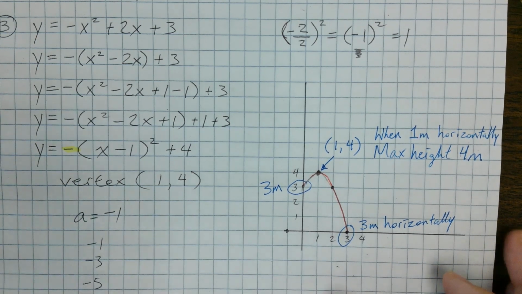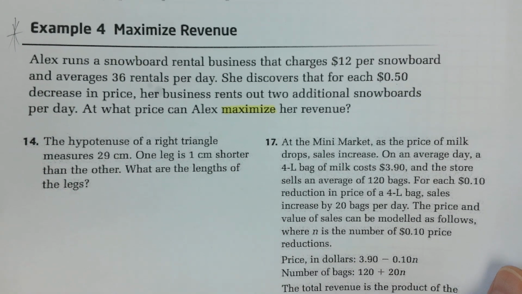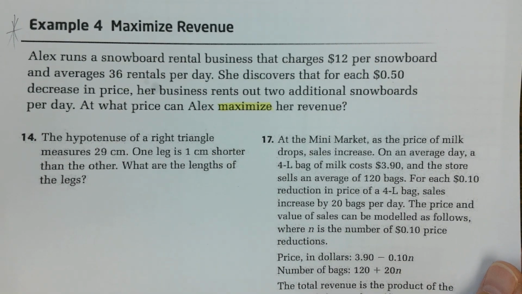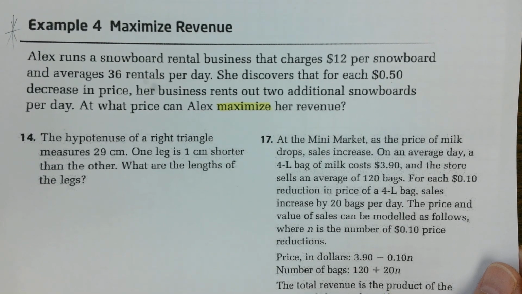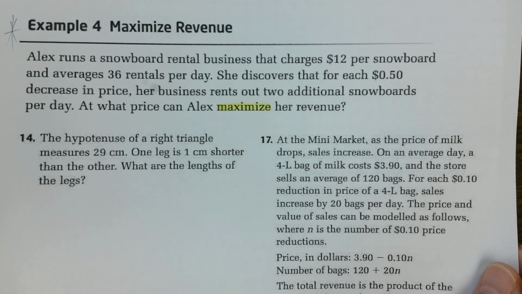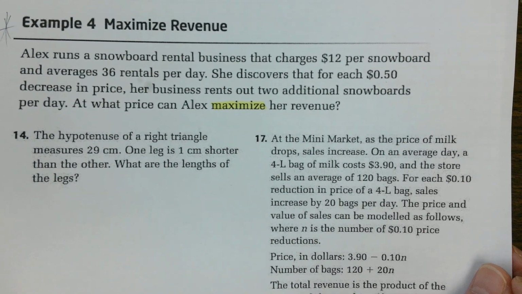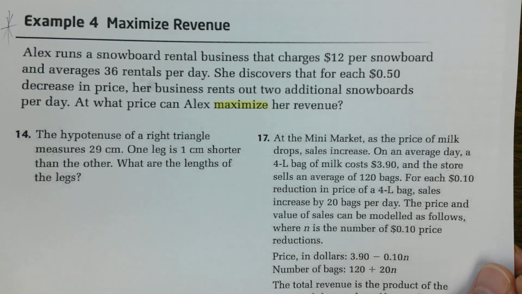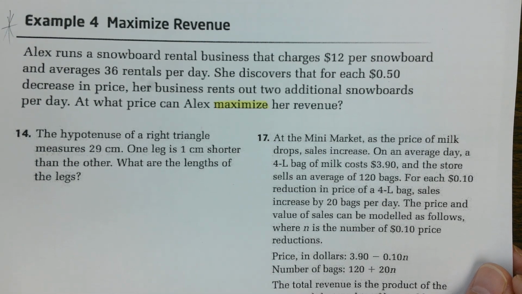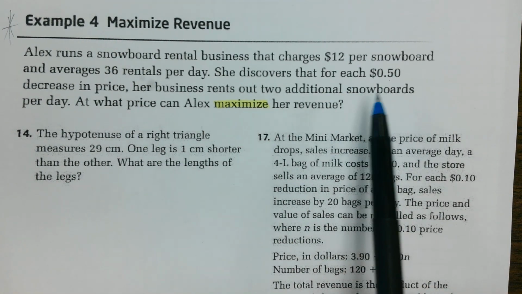Very nice. Example 4, maximize revenue. We did a question like this the other day. Alex runs a snowboard rental business that charges $12 per snowboard, and he gets about 36 rentals per day. That's really cheap. She discovered that for each 50 cents decrease in price, she can rent 2 more out. At what price can Alex maximize her revenue? So this one, complete the square or quadratic formula?